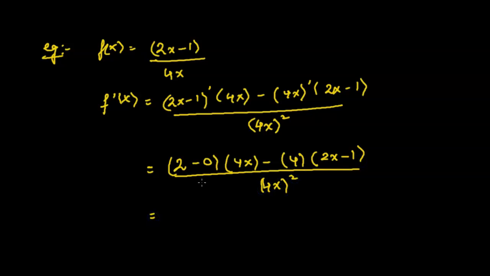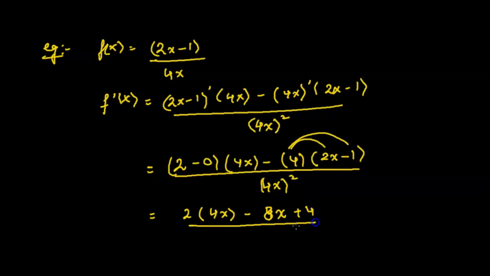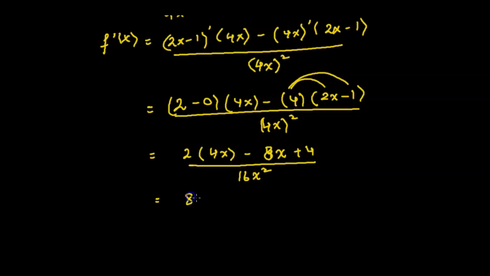This would give us 2 minus 0, which is a 2, times 4x, minus 4 times 2x. We can use the distributive property, which will give us a negative 8x, minus 4 times negative 1, which is going to give us a plus 4. The whole thing is divided by 4 squared, which is 16x squared. This would give us 8x minus 8x plus 4 over 16x squared.